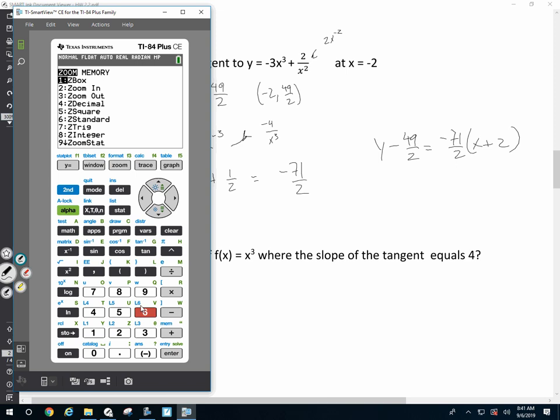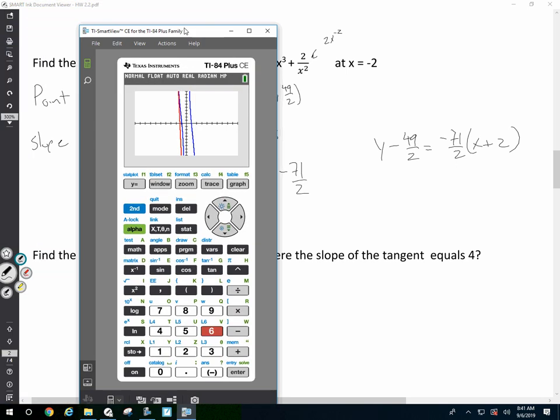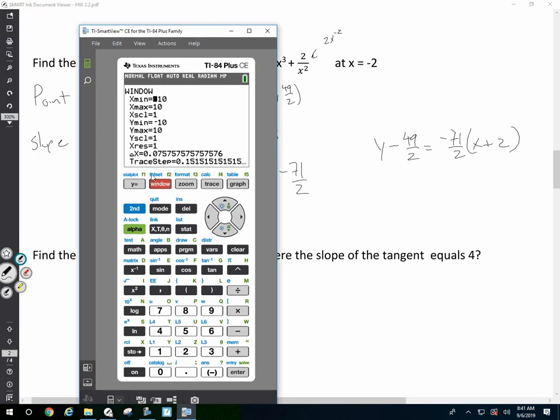I don't think I'll be able to see it on the Zoom standard. Oh, I almost do. So let's see, the point's at 49 halves. That's like 24, so let's just adjust my window. This is a cool looking graph here. Let's go up to like 25.